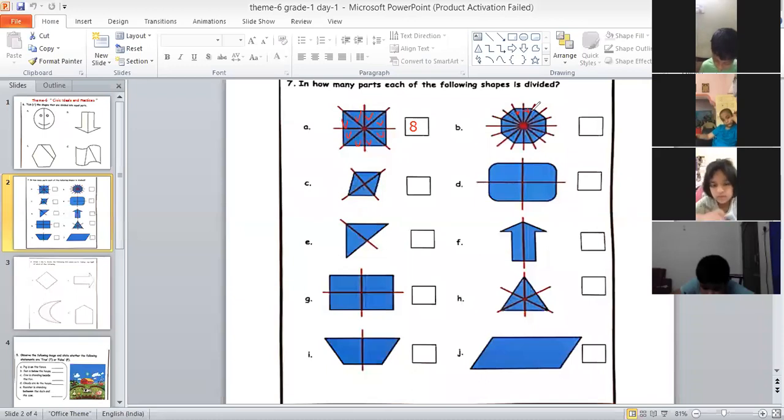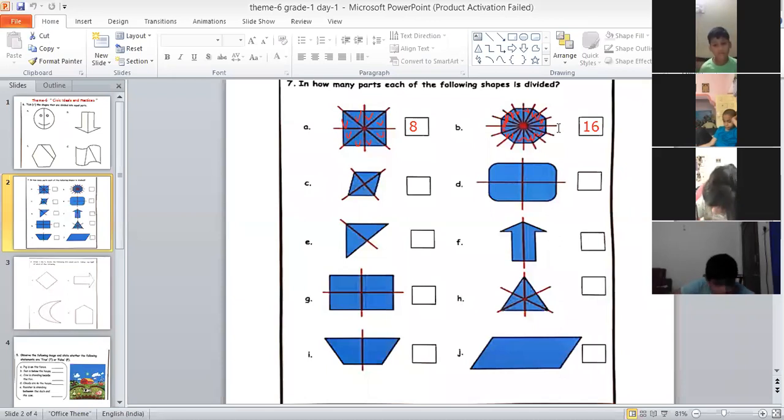Now let us see. 1, 2, 3, 4, 5, 6, 7, 8, 9, 10, 11, 12, 13, 14, 15 and 16. Okay. So Pradiksha gave the correct answer. The second shape is divided into 16 equal parts. So we will be writing here 16. That's the correct answer. Very good, Pradiksha.